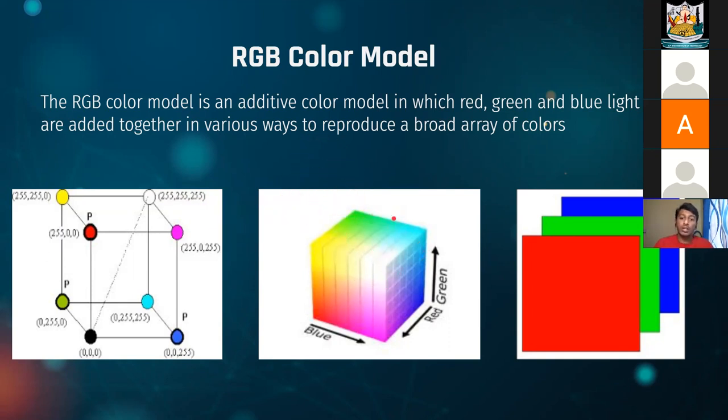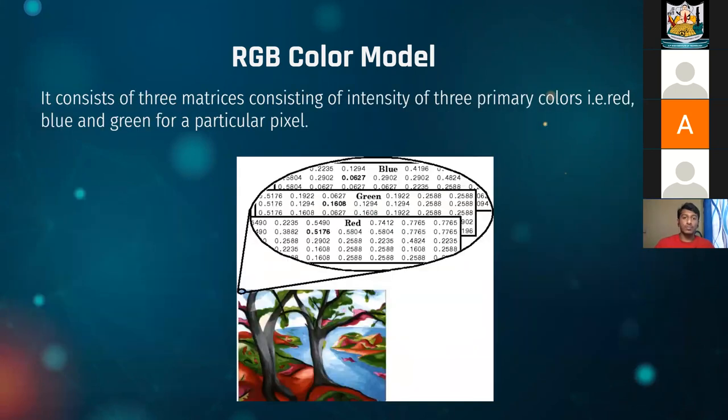Let's see more. This cube is a similar thing. Blue increases, red increases, and green increases. So you can have a range of colors here. As I said, every pixel has three values. So you can assume an image to be made up of three layers: a red layer, which has all the red color values, a green layer, which has all the green color values, and a blue layer, which has all the blue color values. When you put them on top of each other, every point will have these three values, right?